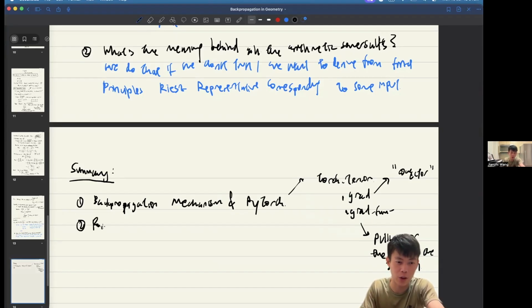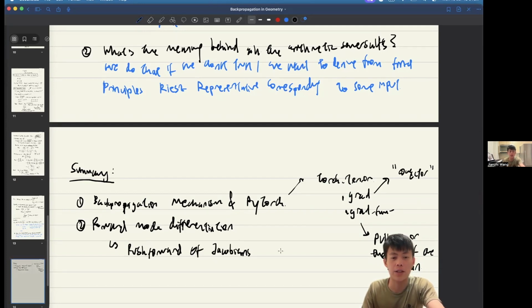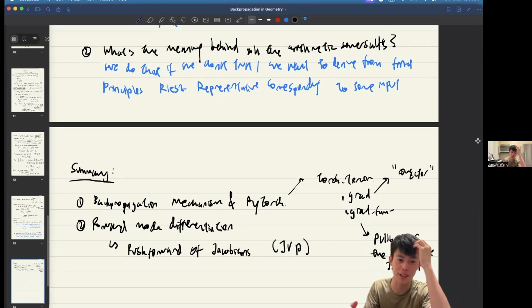Number two, we talked about forward mode differentiation. We now know that this is just push forward of Jacobians. And in particular, this is why we often hear people talk about the Jacobian vector product. It is just the composition of Jacobians in the forward mode differentiation. We start off with something in the tangent space like delta theta, a change in parameters, and we just compose Jacobians on top of it. This is in the direction of function composition, which is why it is called the push forward.